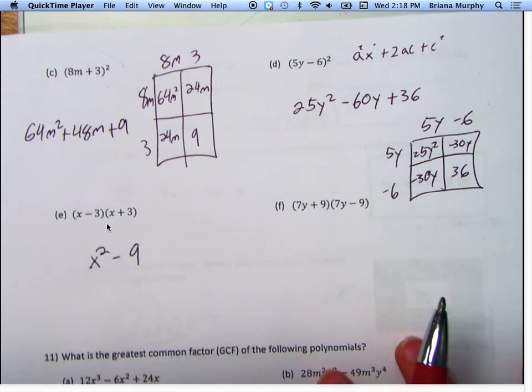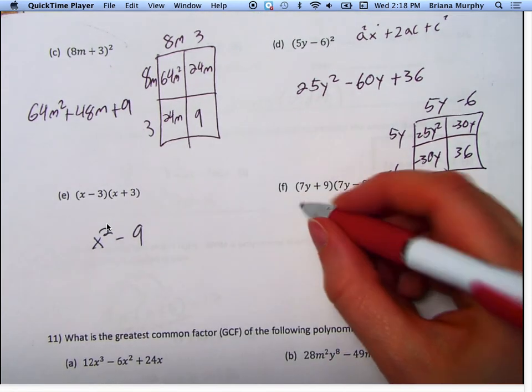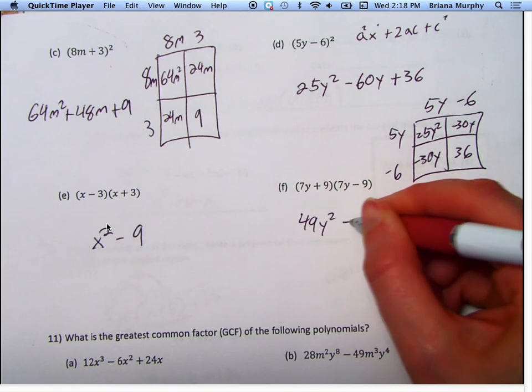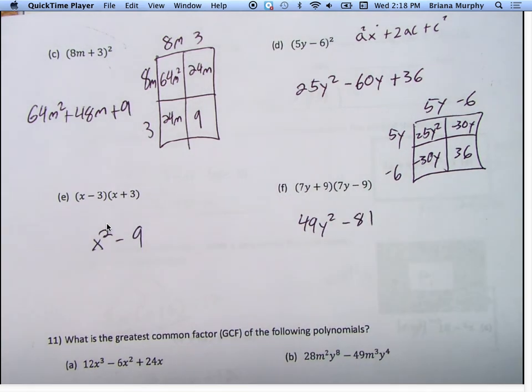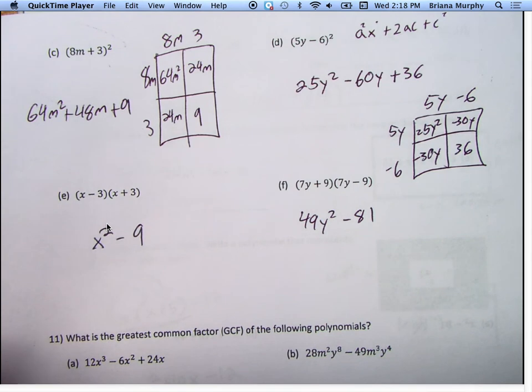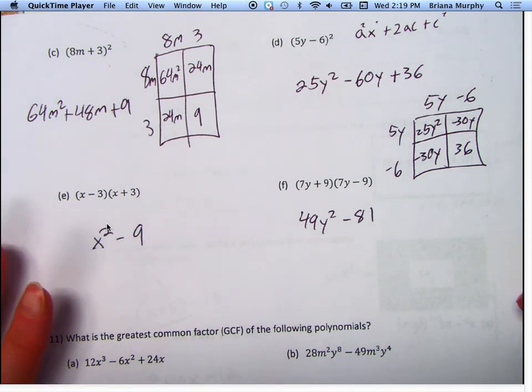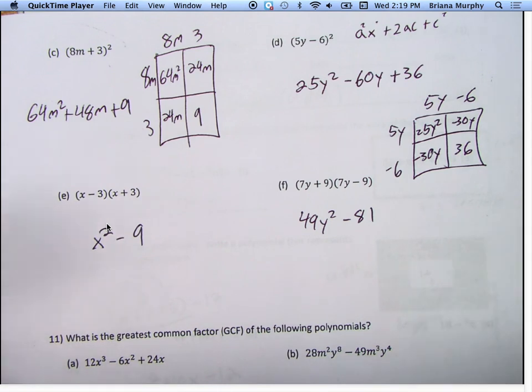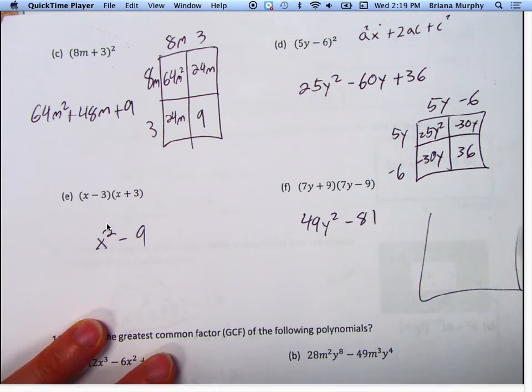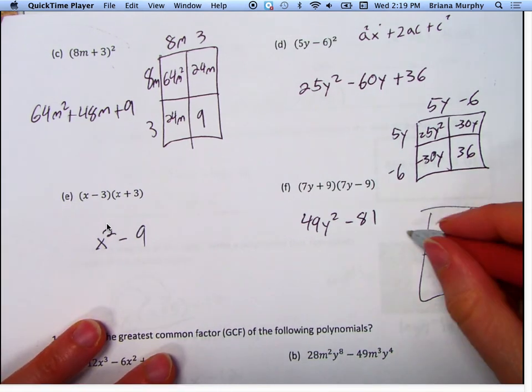Okay. Number F is 49y squared minus 81, right? Yeah. Do you want me to do it out? No. Yes. Yes? No, it's okay, I got it. We got it? Yeah, you could do the box way. You don't have to do it this way. But it's just a shortcut.